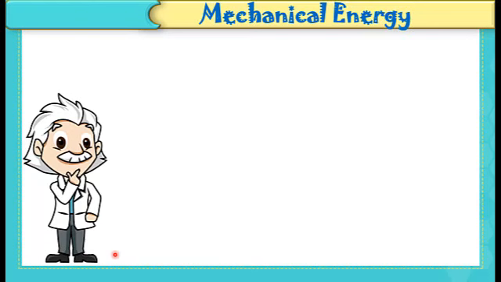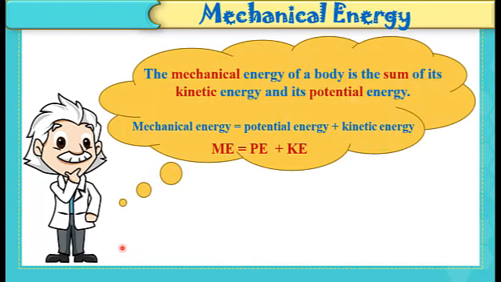Mechanical energy. What is mechanical energy? The mechanical energy of a body is the sum of its kinetic energy and its potential energy. In other words, the mechanical energy equals potential energy plus kinetic energy.